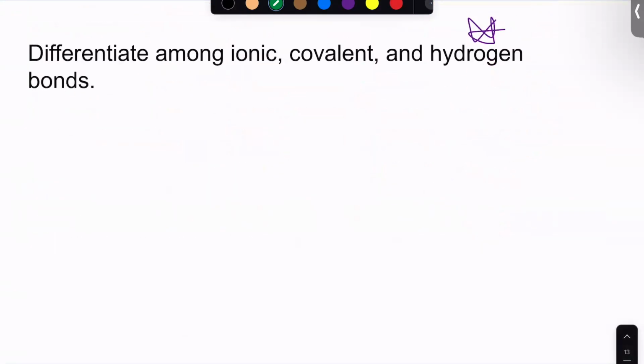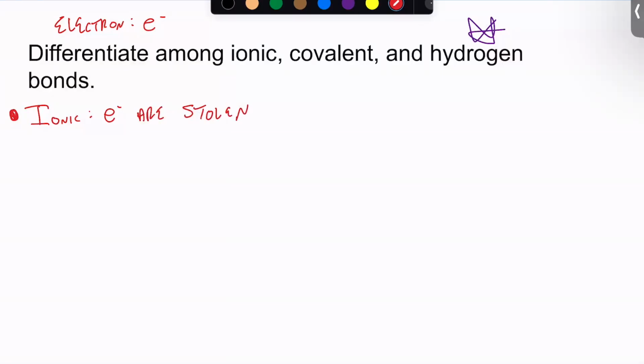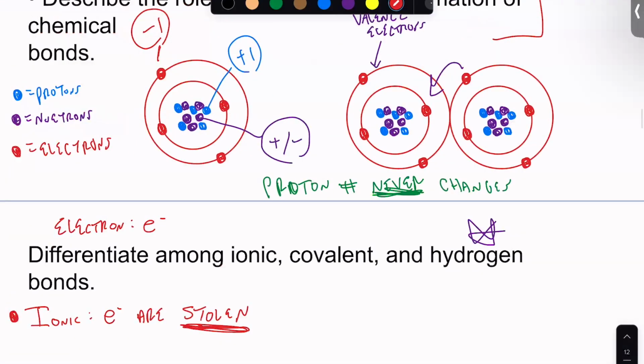So let's differentiate between ionic, covalent, and hydrogen bonds. For ionic bonds, real quick, the shorthand for an electron is that, because it has a negative charge. So electrons are stolen. What do I mean by that? We're going to use this example here.